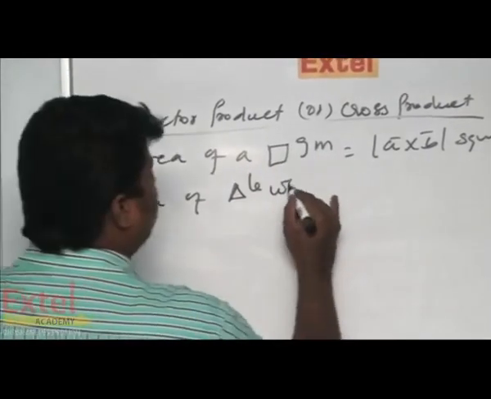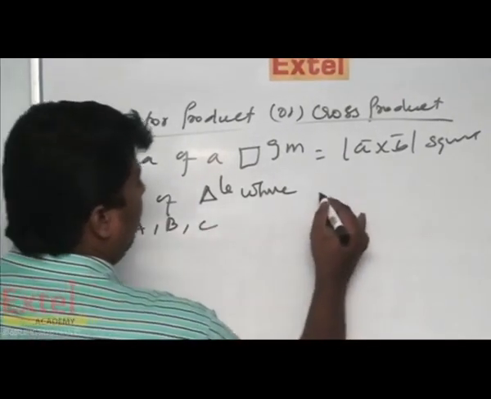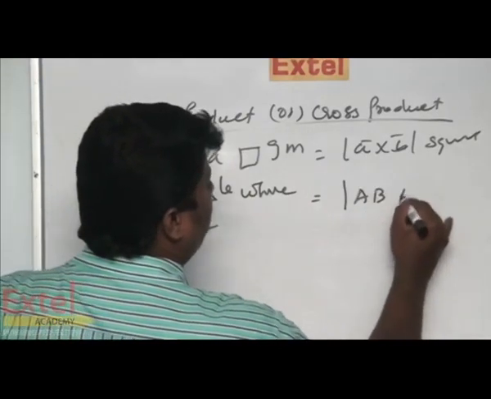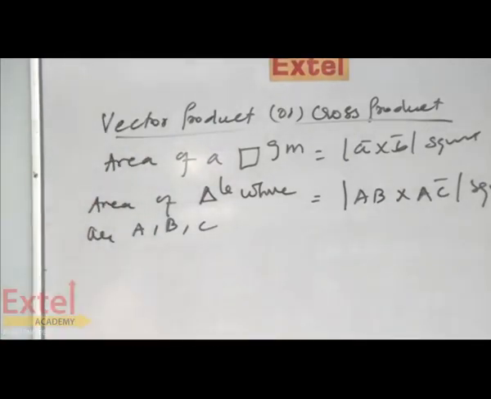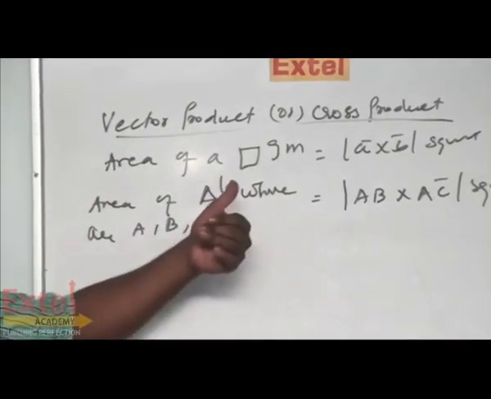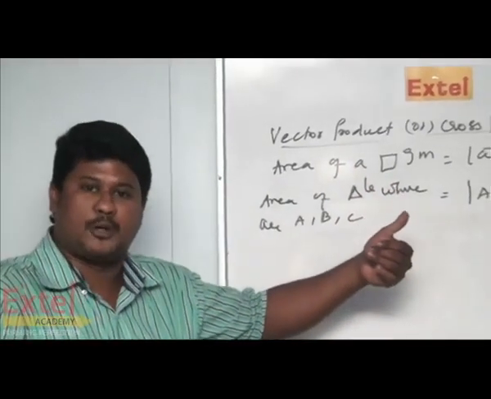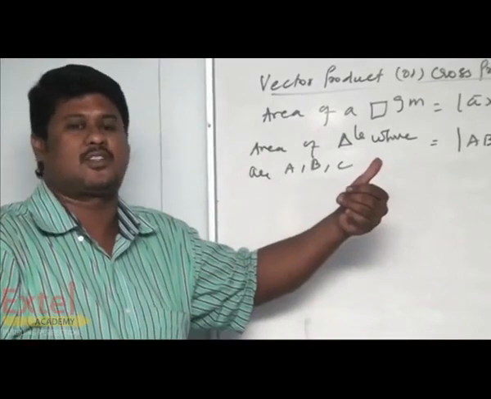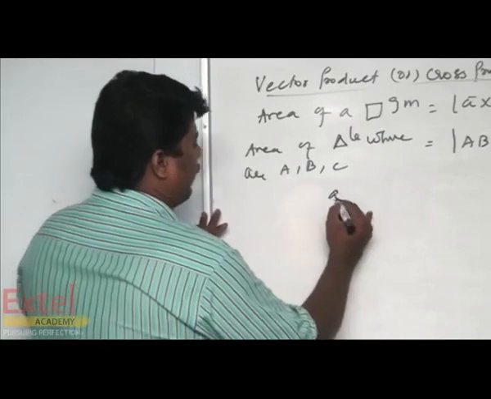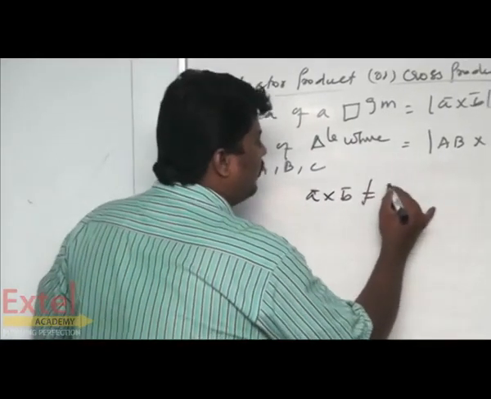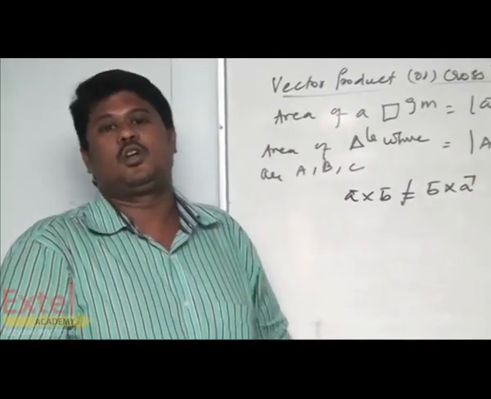Area of a triangle whose vertices are A, B, C is equal to modulus of AB vector cross AC vector square units. In dot product, A dot B equals B dot A, it obeys the commutative property, whereas cross product does not obey the commutative property. Therefore, A vector cross B vector is not equal to B vector cross A vector. Always remember this in cross product: it does not hold commutative.